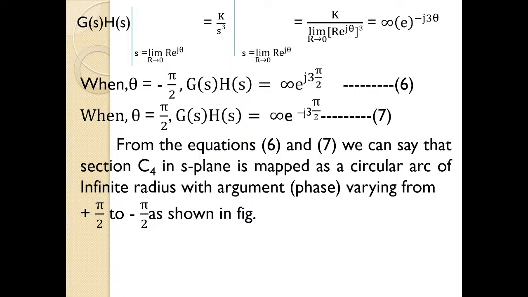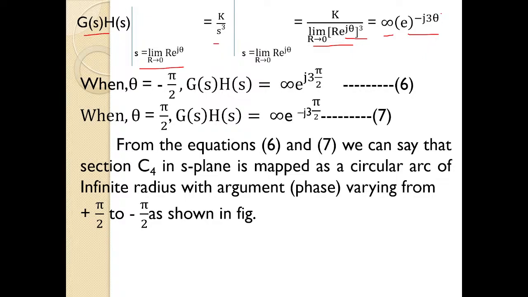So G of S H of S, at S equal to limit R tends to 0, R e power j theta, G of S H of S is equal to what? K by S cube. Substitute S value in this above equation. You will get K by limit R tends to 0, R e power j theta whole cube. So substitute R value, that is 0. So K by 0 is infinity. So radius is infinity now. In the denominator e power j theta cube was there. Send it to the numerator. It will become e power minus j 3 theta.